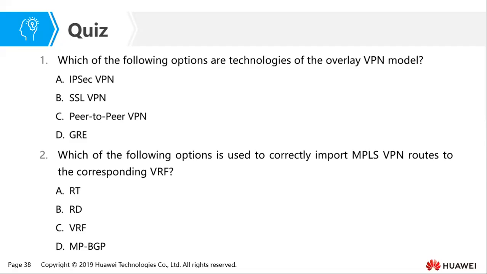Which of the following options is used to correctly import MPLS VPN routes to the corresponding VRF? Do we use route target or route distinguisher? Just those two. Which one do we use, route target or route distinguisher, from the global routing table to VRF? Do we use RT or RD?